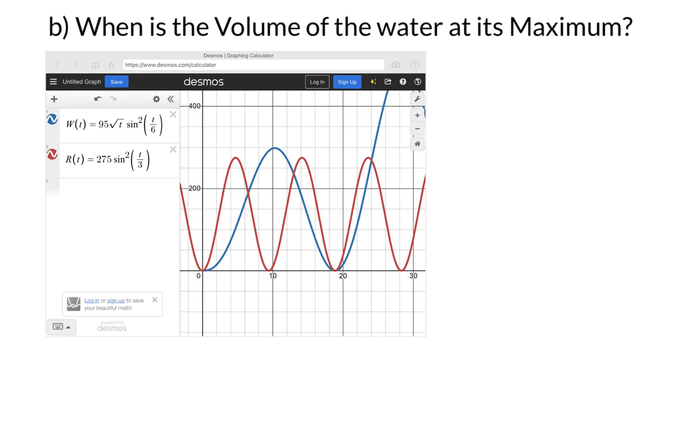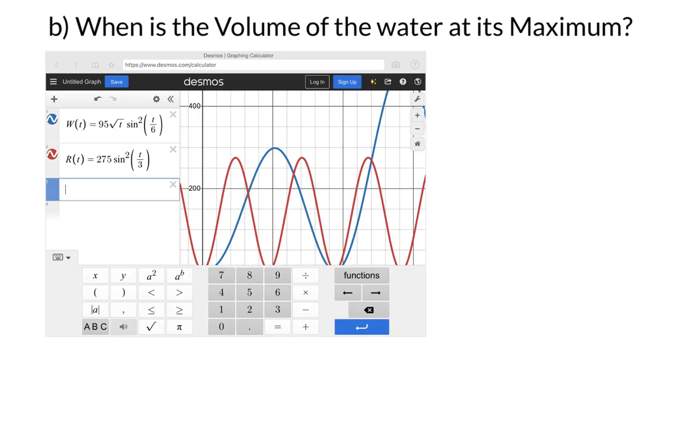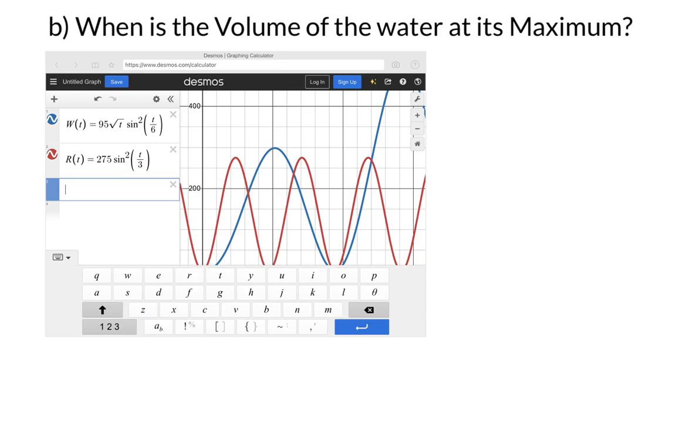So I've got my graphing calculator here. I've typed in my functions for the rate that water's coming in and the rate that water's coming out. I'm almost ready to start solving this problem, but the thing is we want to maximize the volume, and I don't have a volume function. So in order to create that, what I'm going to do is create this function, V of T.